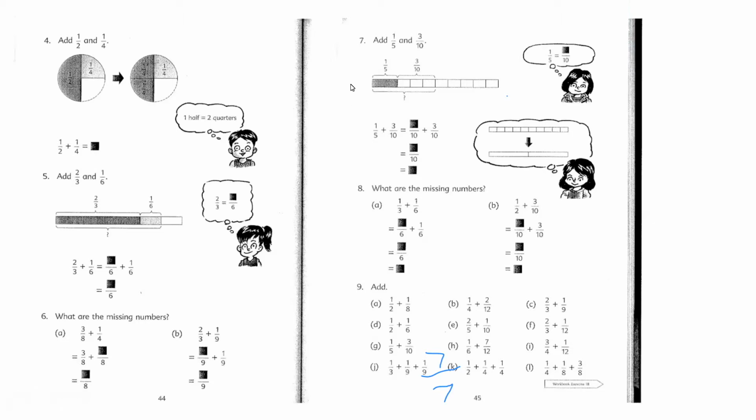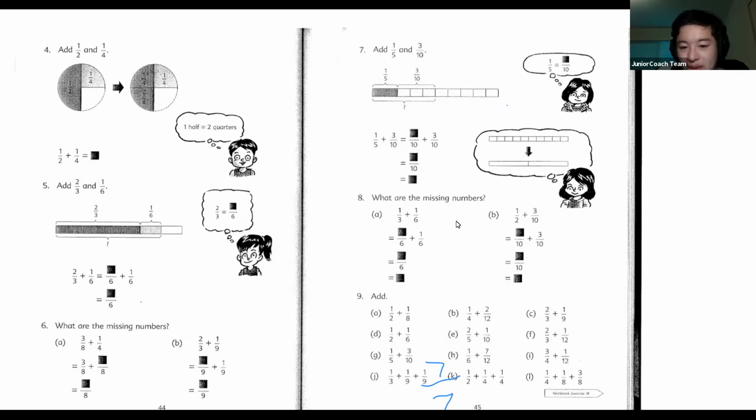Right. So we can see that fractions are pretty much just like normal numbers, except sometimes you have to make sure they have the same bottom number, or the denominator, right?